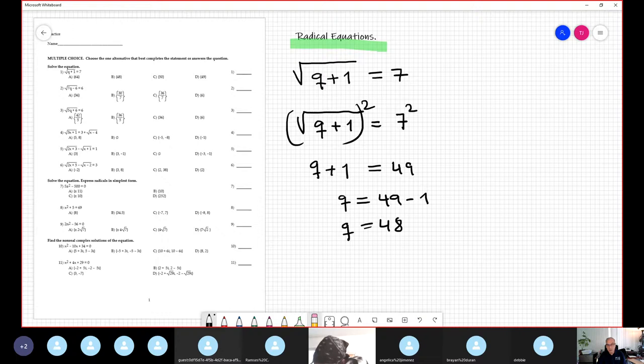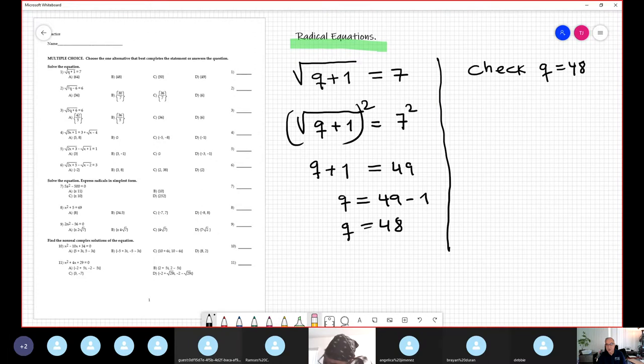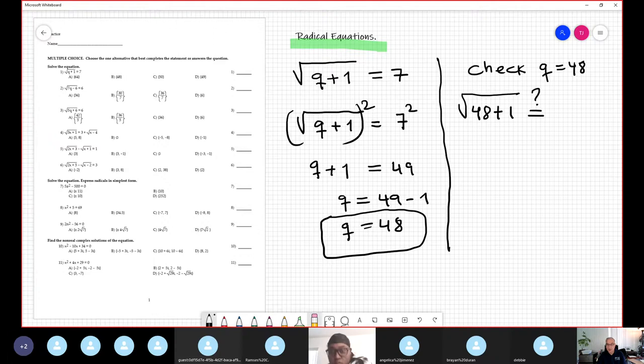Now I want to see the checking part. The checking part is the substitution of q equal to 48 in the original equation and verification that it is a true statement. You replace q with 48 because this is my potential solution. I need to check square root of 48 plus 1, which should be equal to 7. I am not sure if it's true or false. It's obviously true because 48 plus 1 is 49, the square root of 49 is 7, and 7 equals 7. This is true. Therefore, the solution is perfect.